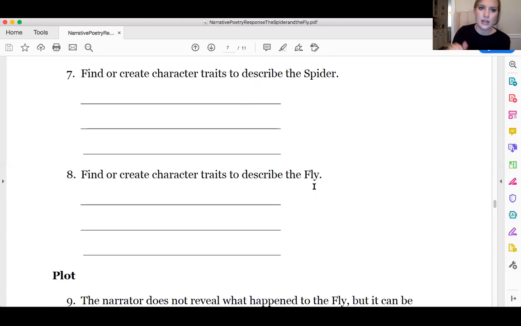Number 8, find or create character traits to describe the fly. Okay, so they're kind of opposites. For the fly character traits, I came up with silly, foolish, vain, and naive. Now, I say that she's vain because she ultimately falls for all of the flattering compliments that the spider uses to try to get her into the parlor.